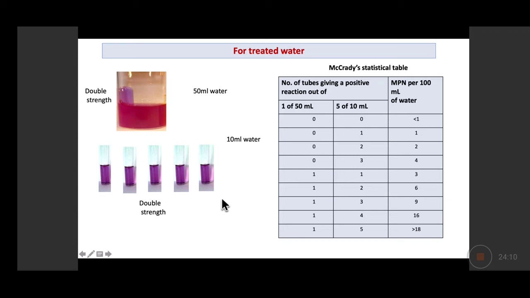So after incubation, if there is a change in color and there is a formation of acid and gas in the tube, that means the tube is giving a positive reaction. Okay, so now we have these McCrady's statistical tables which are available. Here we will see that if this first tube is positive, then the number of 50 ml will be 1. If it is negative, then the number will be 0.